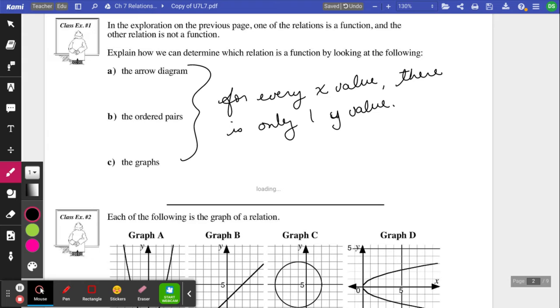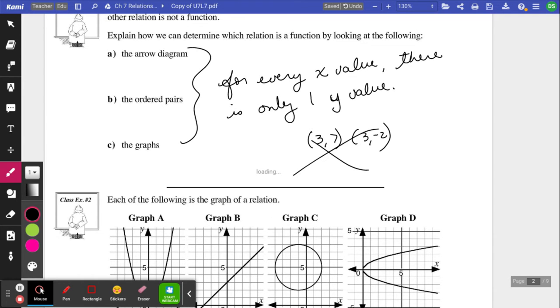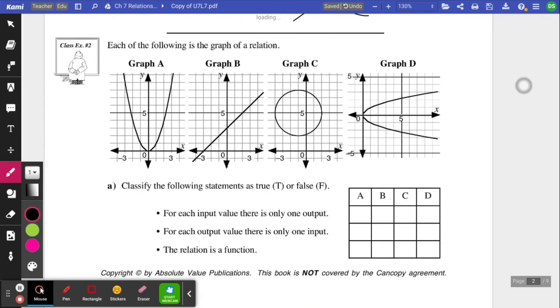So if an x value is 3 and 7, then you can't have 3 and -2. It's not allowed. See how the x value had two different y values? That can't happen. If you give me an x, I better be only able to find one y value. So look down here. I want you to write these on there. This is a yes. This is a yes. This is a no. This is a no. These are not functions. They're relations, but they're not functions.